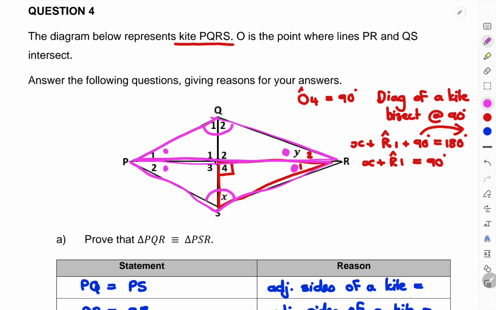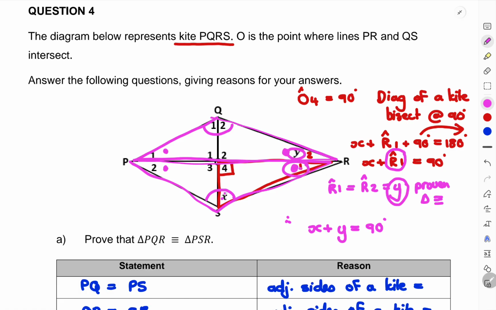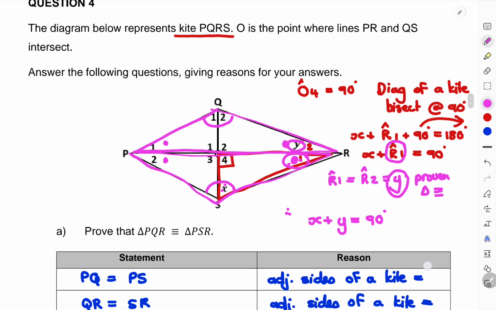So I'm going to say R1 is equal to R2, which is equal to Y, as it is given there, because we proved that the triangles are not similar, but congruent. So now I'm going to replace that R1 with the Y, which gives you x plus y is 90 degrees. Okay, I hope it makes sense. So x plus that gives you 90, but that is equal to that. So x plus y is equal to 90. And that is your answer.